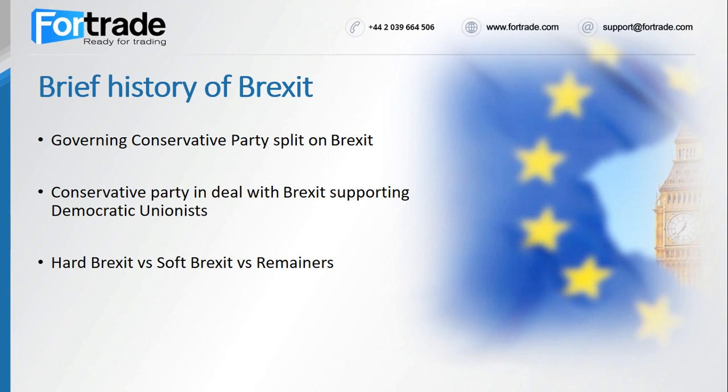Since then, the Conservative government, propped up by Northern Ireland's Democratic Unionists, has been negotiating with the EU, while the Conservative Party itself is divided on the issue. Those that want a clean break from the EU with no trade agreement are referred to as hard Brexiteers, and those who want to continue some kind of customs agreement are called supporters of a soft Brexit. There is a third group that is gathering some political momentum who are pushing for another referendum that broadly want to remain in the European Union.